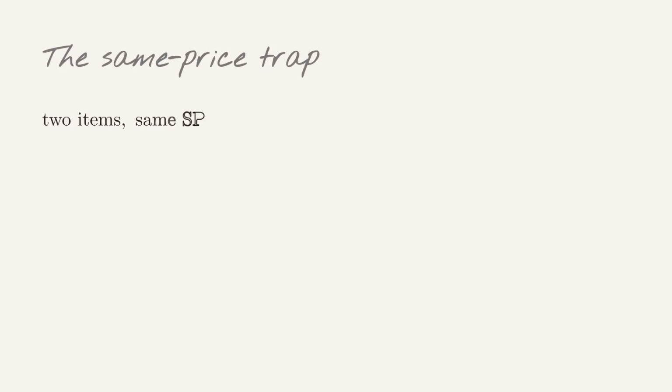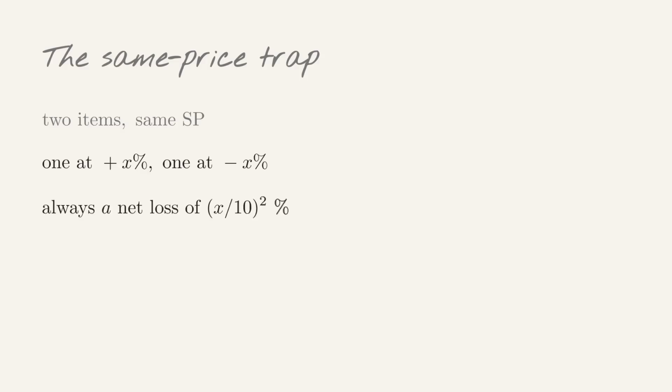Here's the classic. 2 articles sold at the same price, one at 20% profit, one at 20% loss. People say it breaks even. It doesn't. Because the cost prices differ, you always make a net loss. And for equal percentages, it's the percent over 10 squared. 20 gives a 4% loss every time.